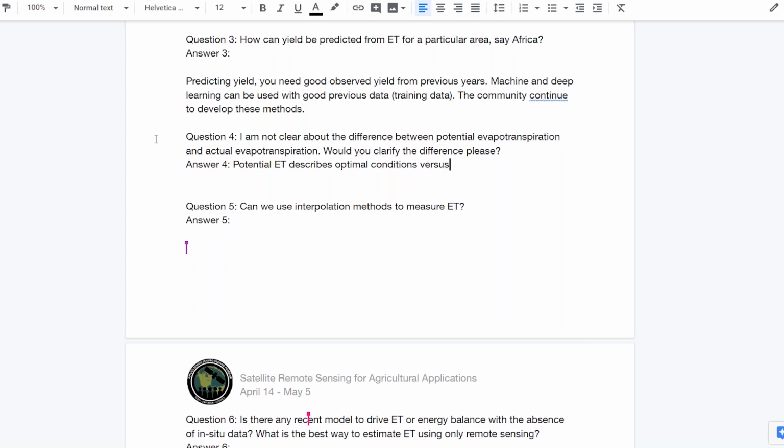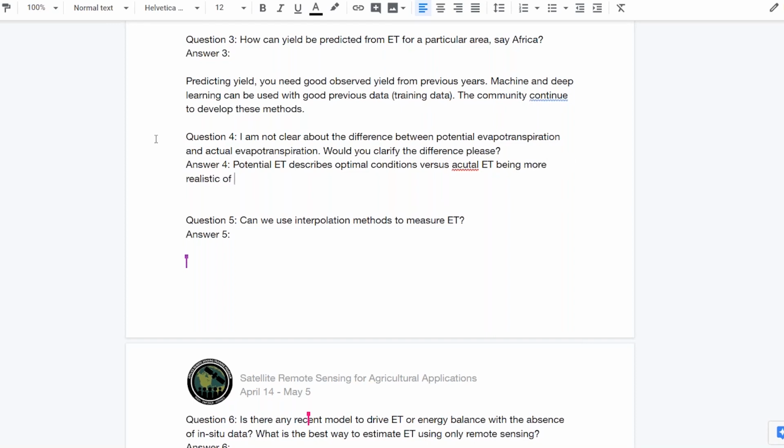Actual ET is what is actually occurring. It's more of a physically based estimate of how much water is actually being transferred from the land surface to the atmosphere. So that's really the difference. Potential is what would be happening under optimal conditions, and actual is what is actually happening.